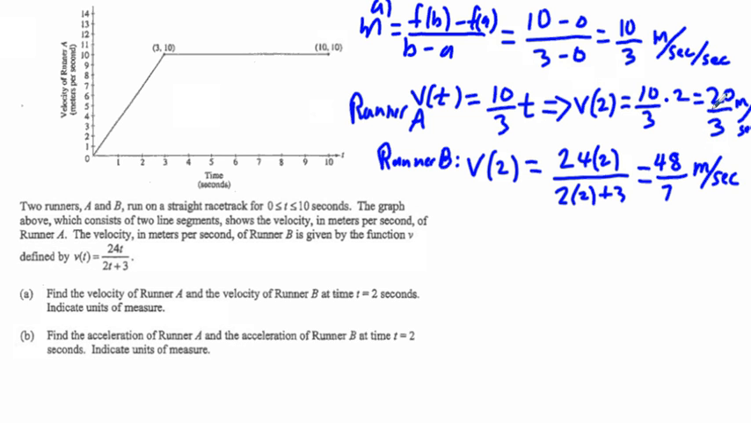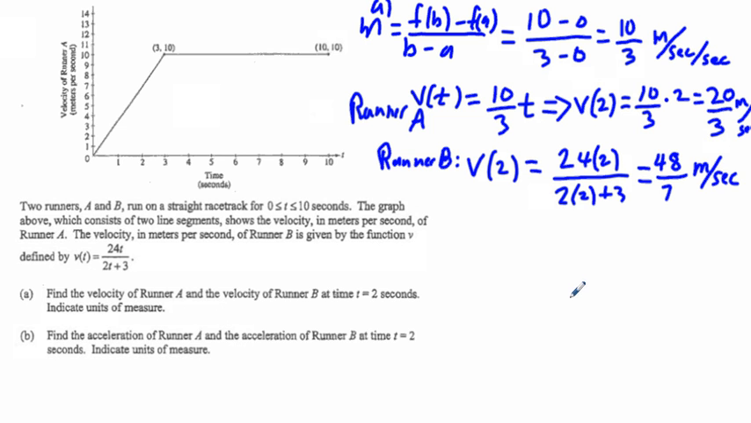It so happens that I'm interested in comparing their speed. So runner A is running at 6 2/3 meters per second. Runner B looks like she's running at 6 6/7, because 7 is going to be 49 over 7. So this is just 1/7 short, so 6 6/7. So runner B is running just a shade faster than runner A at 2 seconds.